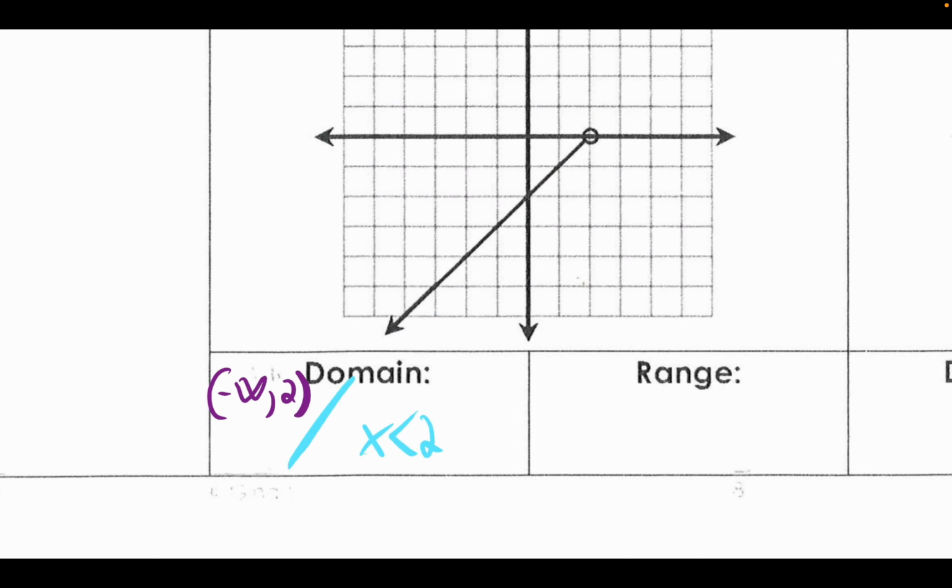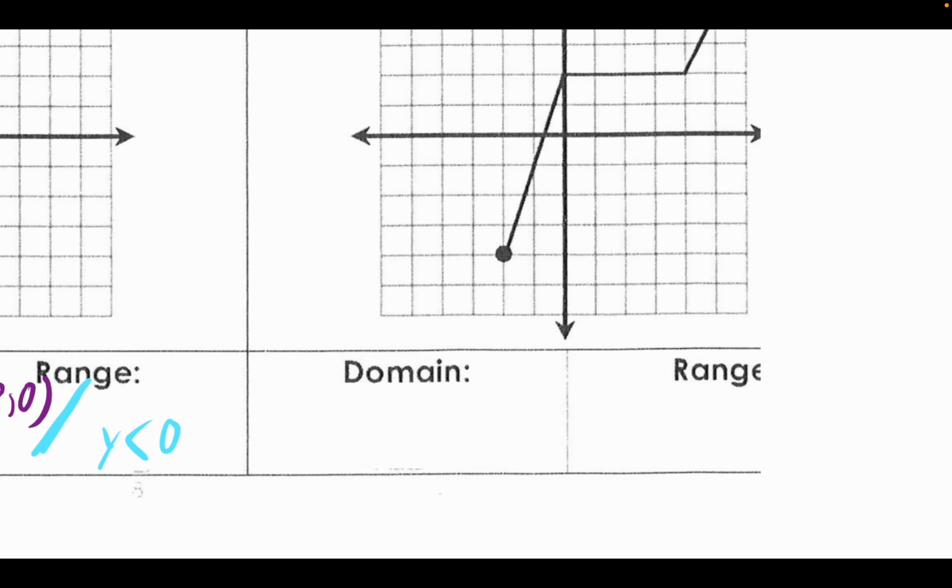The range, we're going low to high. So the lowest is the bottom, and forever to negative infinity. But the highest it ever gets is the y value of 0. And that'd be a parenthesis for the same reasons we stated before for the domain. The range can be written as y is less than 0, not or equal to because it's an open circle, but it's 0 and anywhere lower.